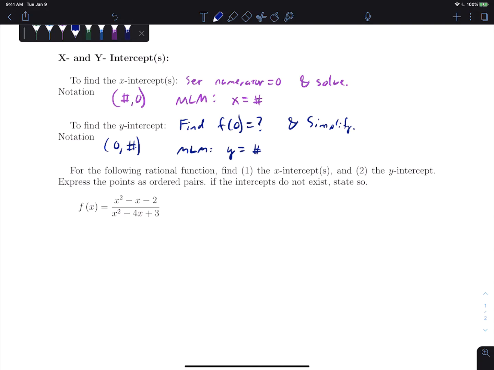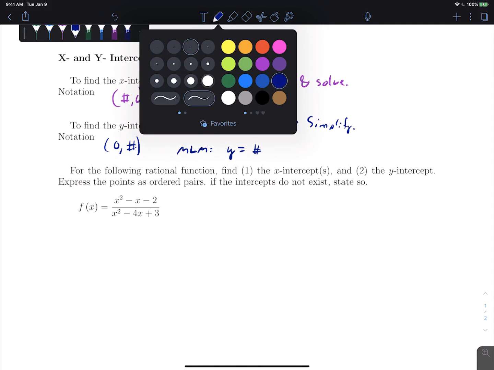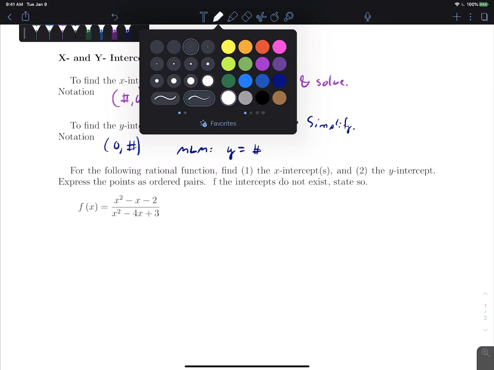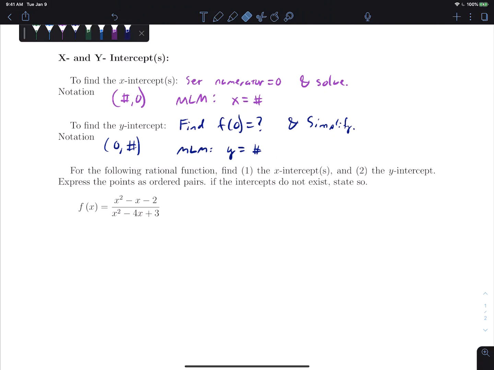So for the following rational function, we're going to find 1, the x-intercept or intercepts, and 2, the y-intercept. Express the points as ordered pairs, and if the intercepts do not exist, state so.